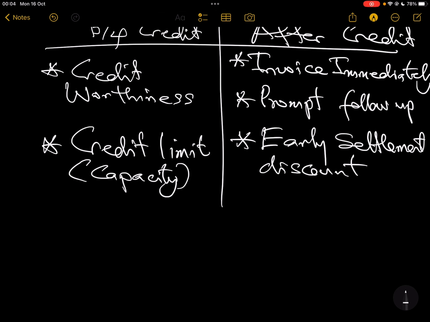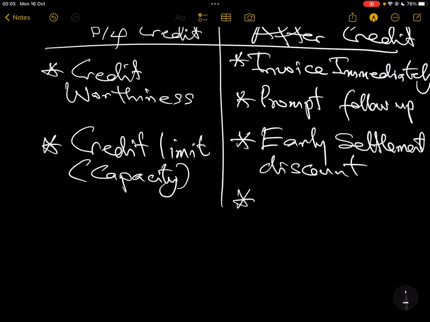And sometimes you want to weigh your cost and see which one is better. Do you want to incur those three costs we mentioned, the admin cost, the bad debt cost, the finance cost, at the expense of early settlement discount? It all depends on which one is better, and that's what we'll see when we get into calculation, because then we'll be doing some cost benefit analysis.